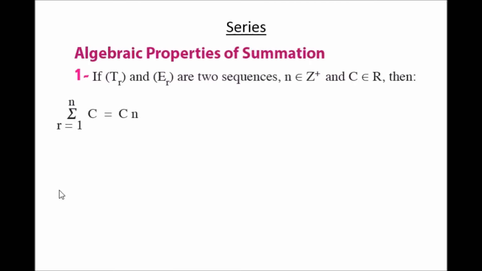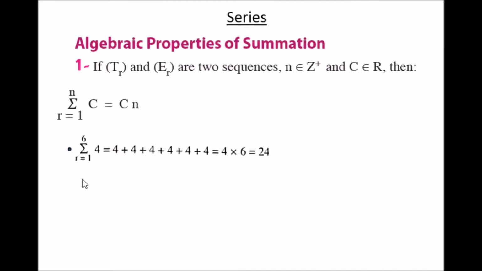Algebraic properties of summation. The first property, sigma from r equals 1 to r equals n of a constant c equals the constant c times the number of terms n. For example, sigma from r equals 1 to r equals 6 of 4. 4 is a constant number. So sigma from r equals 1 to r equals 6 means the sum of 4 six times. This means 4 plus 4 plus 4 six times equals 4 times 6 equals 24.